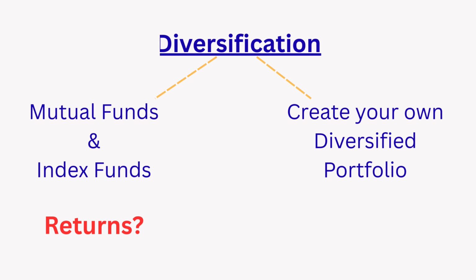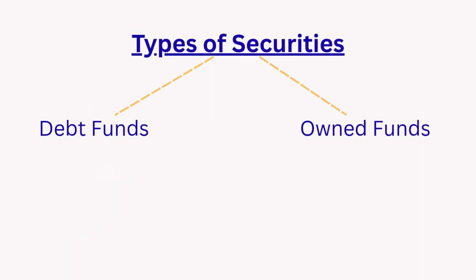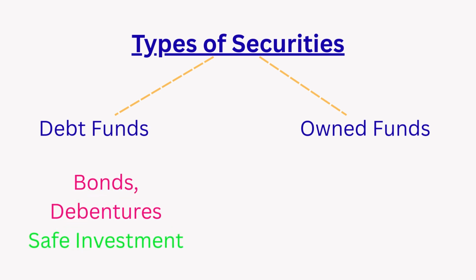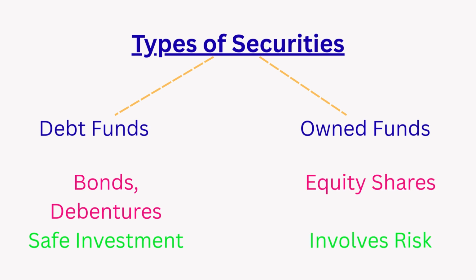For that, you need to understand that there are two types of securities. One is debt funds, and the second one is owned capital. The debt funds are the bonds and debentures, which are considerably the safer investments, and the other one is equity shares. And by investing in equity shares, you own a part of the company and you become a part owner. So, by creating a mix of debt funds and equity funds, you can make a diversified portfolio.